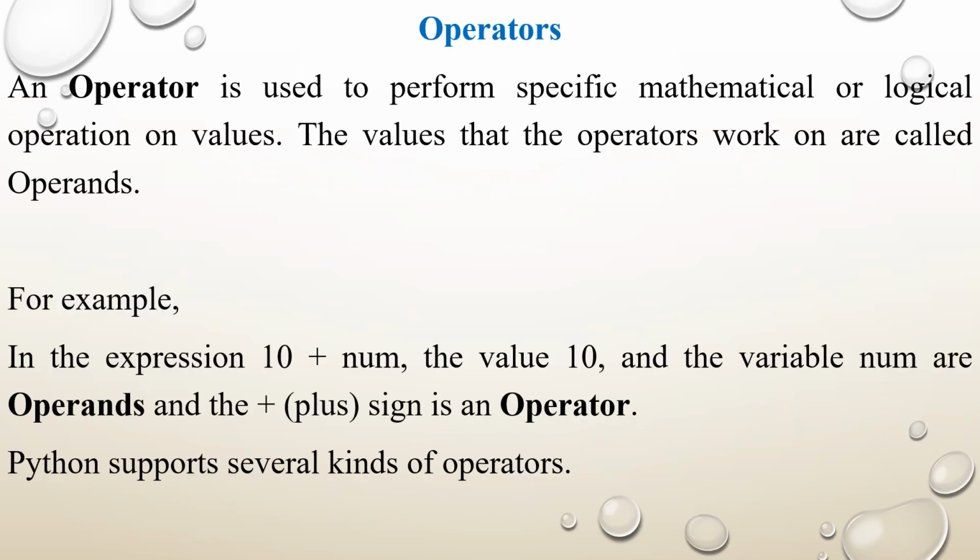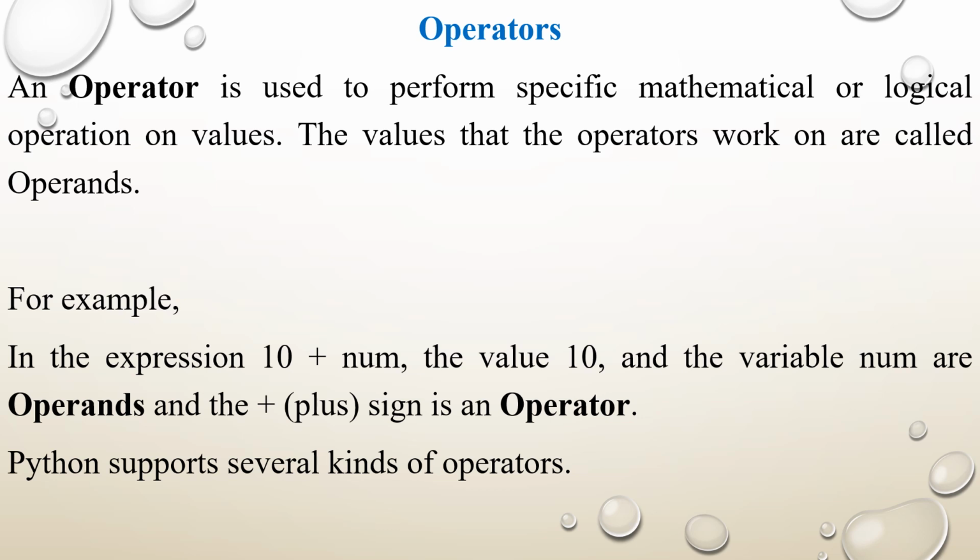Operators in Python programming language. So to know regarding operators, first you need to know what is meant by operator and what is meant by operands. So first, an operator is a symbol which is used to perform specific mathematical or logical operations on the values. The values that the operator works on are called operands.